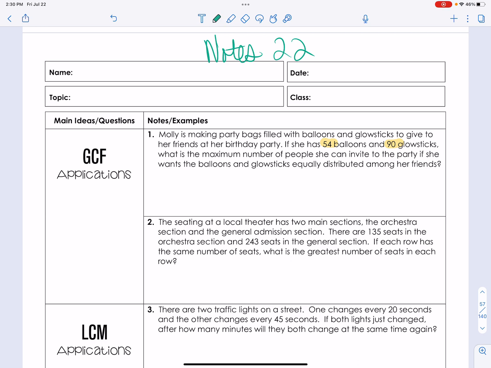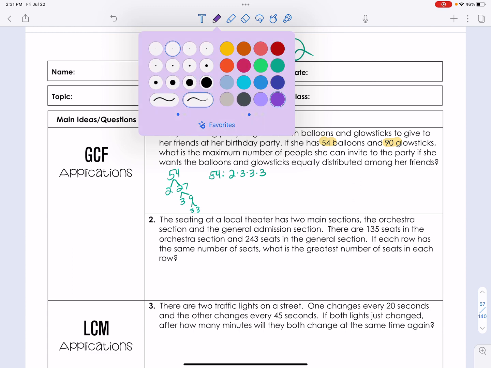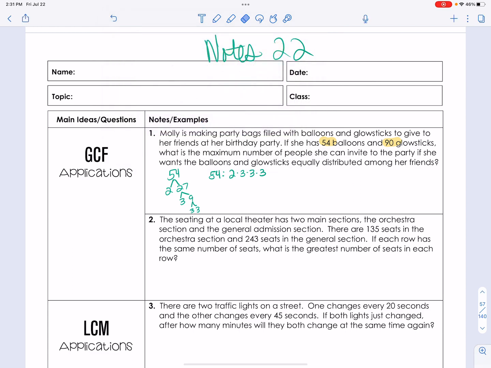Okay, if we start with 54, 54 is 2 and 27, 3 and 9, 3 and 3. So 54 is 2 times 3 times 3 times 3. And if I do 90, 90 is 3 and 30, 3 and 10, 2 and 5. So 90 is 3 times 3 times 2 times 5.